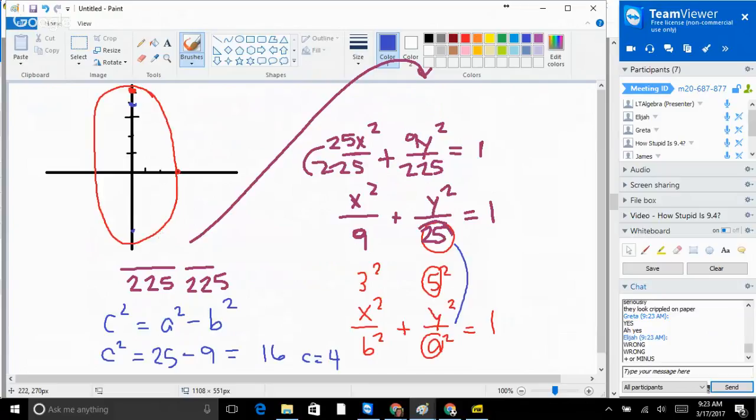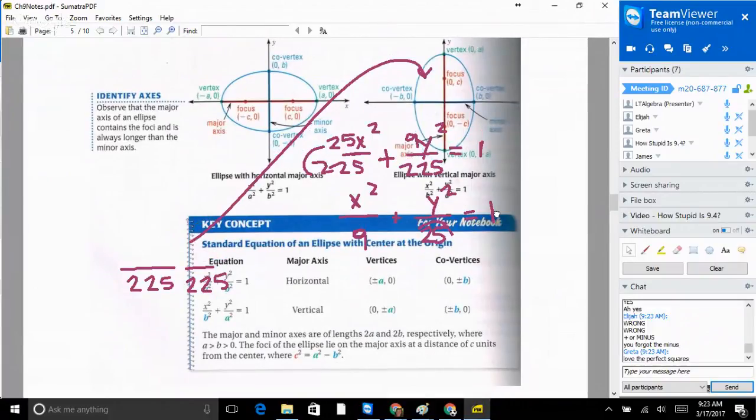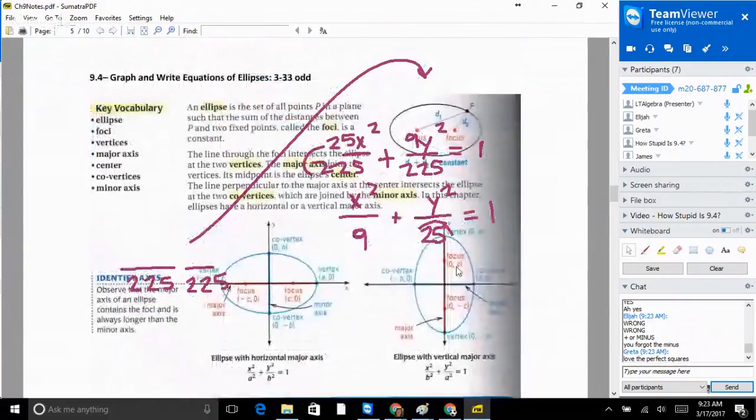Oh, Elisha, plus or minus, you're right. So if I flip back to my notes, you'll see that my focus points are at (0, c) and (0, negative c). And if it was on a horizontal axis, it's going to be at (c, 0) and (negative c, 0).